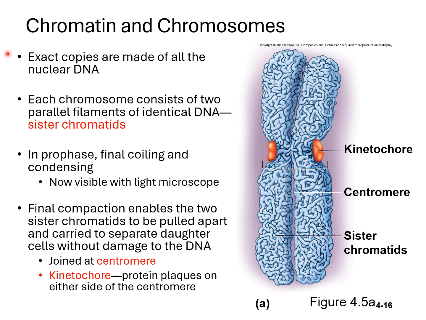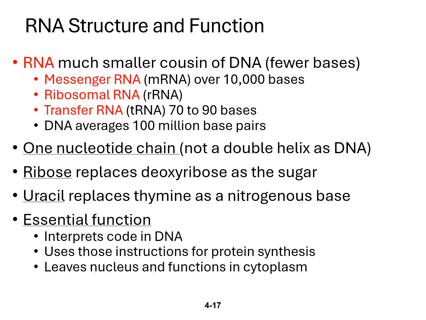When it's dividing, exact copies are made of all the nuclear DNA. Each chromosome consists of two parallel filaments of identical DNA. That's why they're called sister chromatids. They're identical, and they're held together at the centromere, and the kinetochores are the little things on the outside that kind of pinch it together. The kinetochore becomes important when we have the spindle fibers in mitosis. It's just protein plaques on either side of the centromere, and we'll talk about the kinetochore when we talk about cell division.